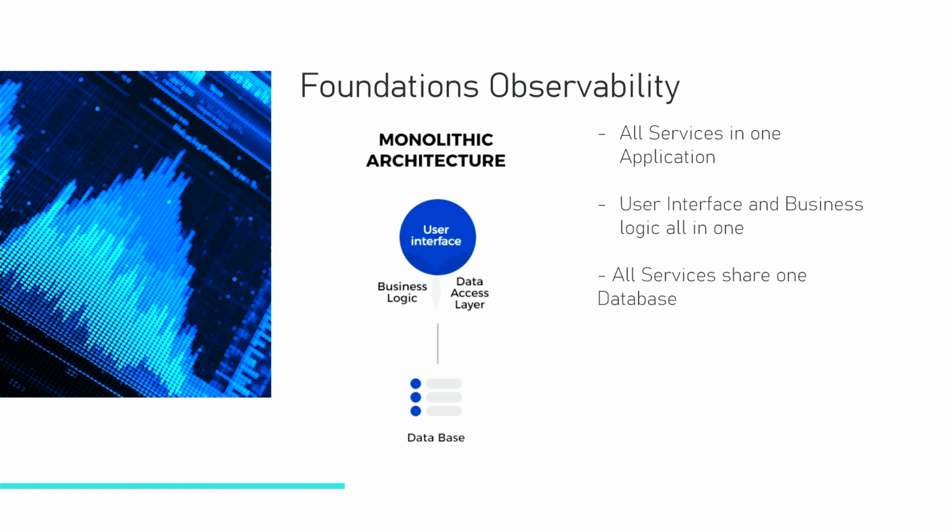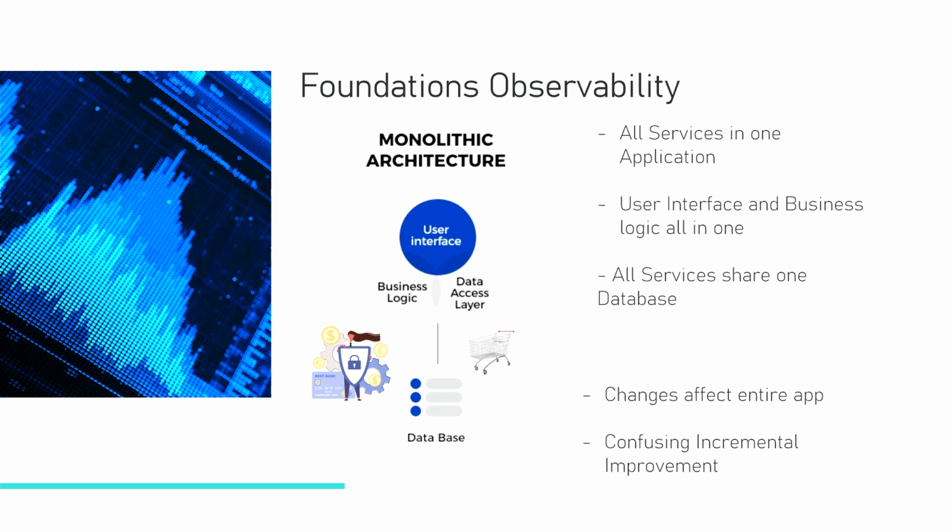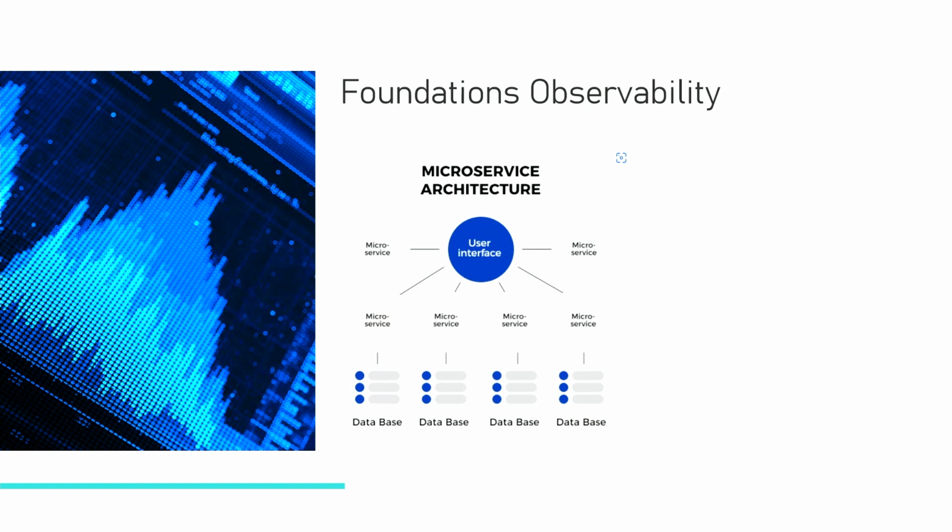But the problem is that everything is being shared. So anything that goes down, the whole thing is going to go down. So you have a shopping cart, you have pretty much a payment system. If you make changes to any of that, the whole application may go down as well. So what is the alternative? The alternative is a microservices architecture.